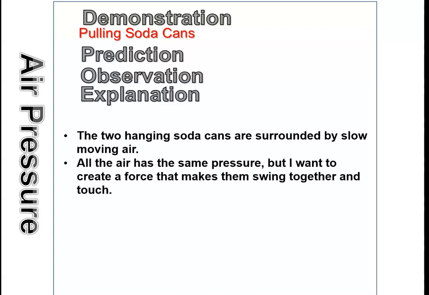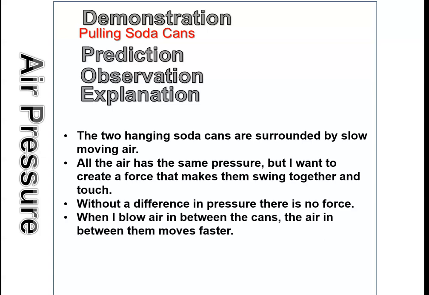All the air has the exact same pressure, all right, but I want to create a force that makes the two cans swing together and actually touch. I know that without a pressure difference, there's no force that I'm going to be able to exert, so I don't want to push on either side. I want to use a pressure difference to bring them together, to pull them together. See, that's why I call them pulling soda cans.